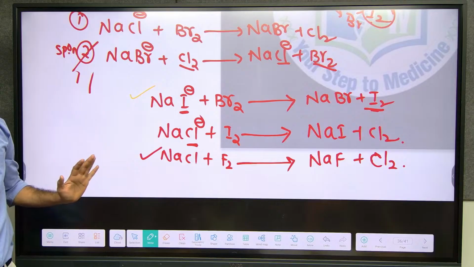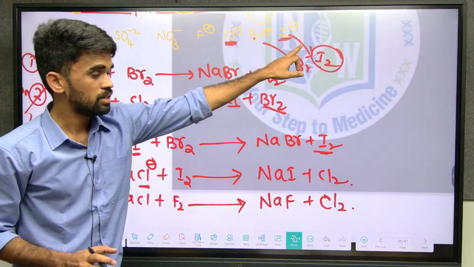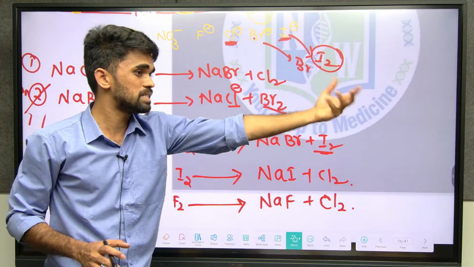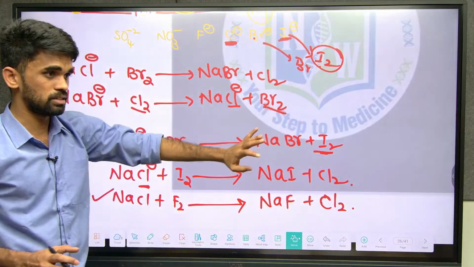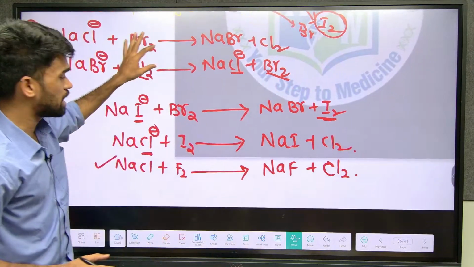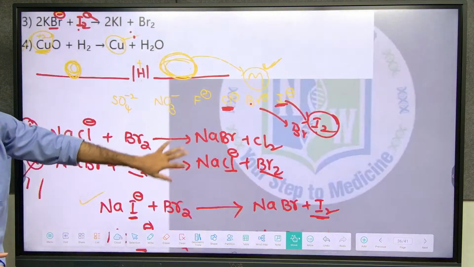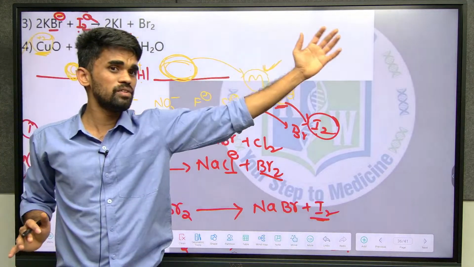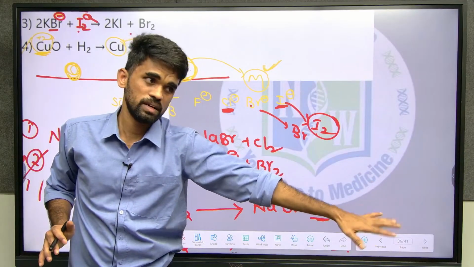Is this clear or not, how we are doing? So just follow this trend. The one which is at the last, that ion will come out as its molecule, like I2, Br2, fluoride ion, like that. Okay, right. Is this clear or not, everyone, whoever followed? If not, you tell me, once again I will tell you. What is the simple trick? The one ion which is at the right side will come out first.